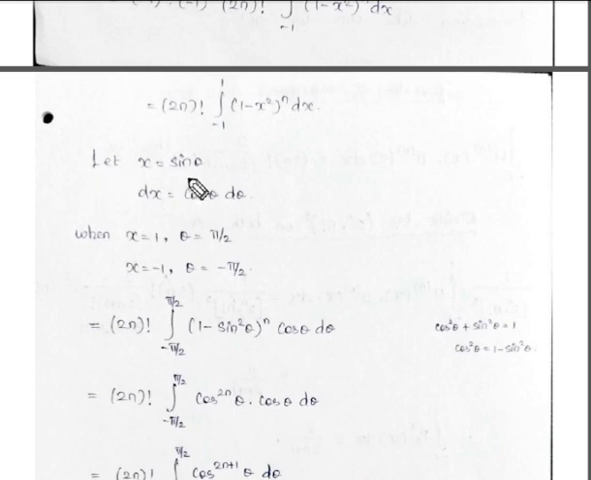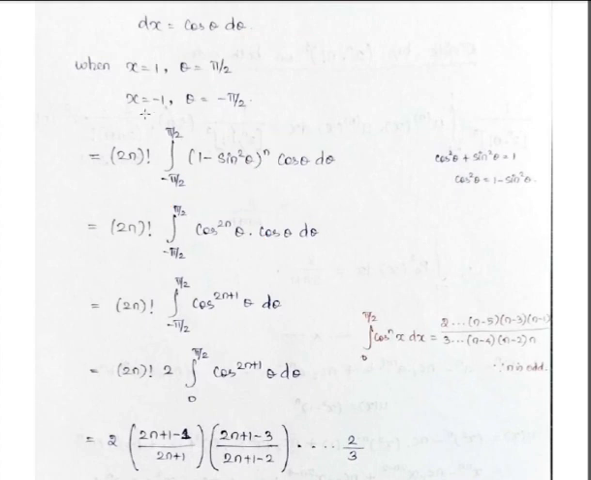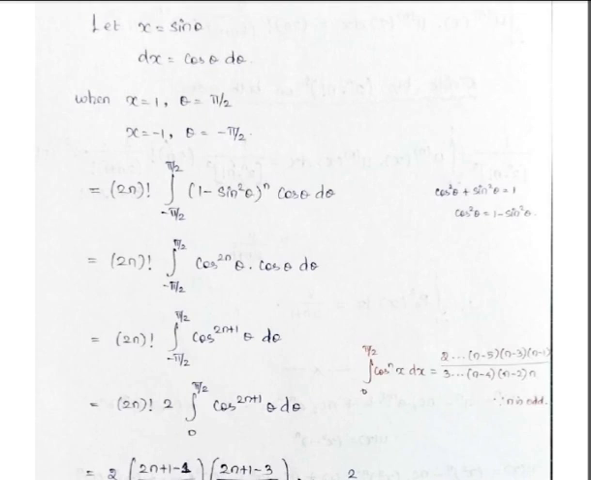Okay, here we consider x equal to sin theta. What is dx, cos theta d theta. When x equal to 1, what is the theta value, pi by 2. When x equal to minus 1, what is the theta value, minus pi by 2. Okay, now we apply this in this equation. What we get, equal to 2n factorial integral minus pi by 2 to pi by 2, 1 minus sin square theta because 1 minus x square. So what is x? Sin theta. So 1 minus sin square theta whole power n into what is dx? Cos theta d theta.